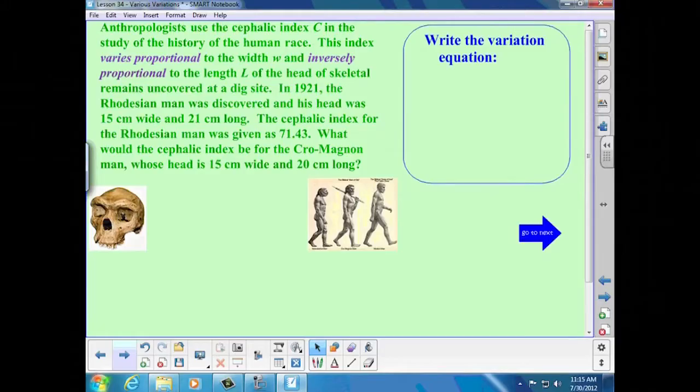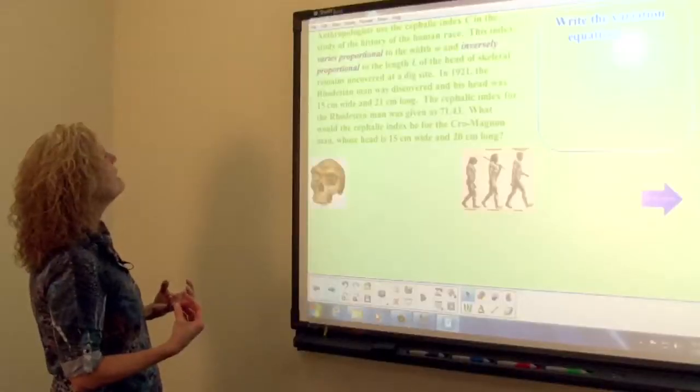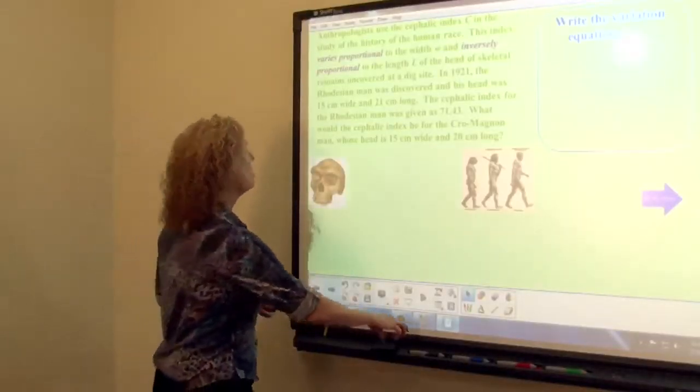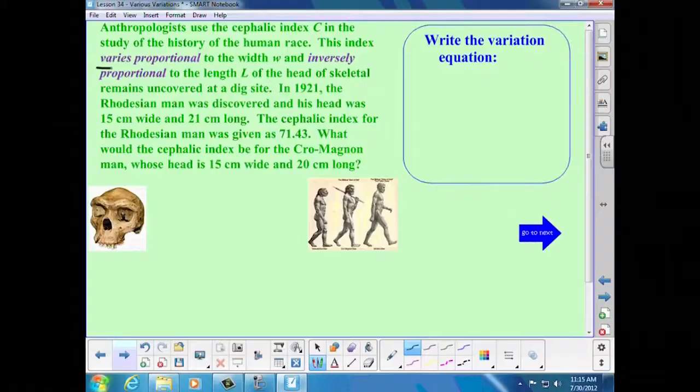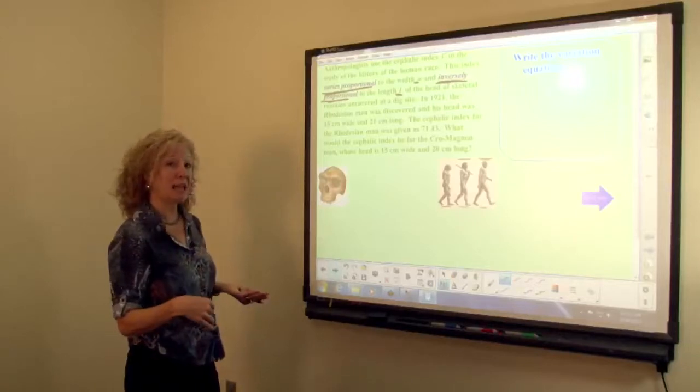Now another situation that I tried to pull, and I like to pull them from different areas so that maybe I can hit something with which you're interested. Anthropology, okay? There is this actual thing called a cephalic index, and it's something that varies proportional to the width and inversely proportional to the length of the head that you find on a skeletal remain.